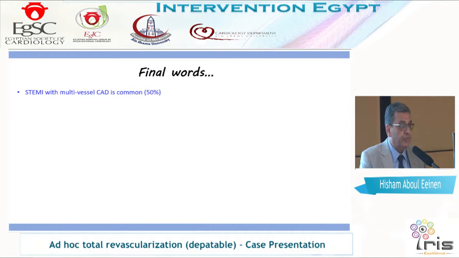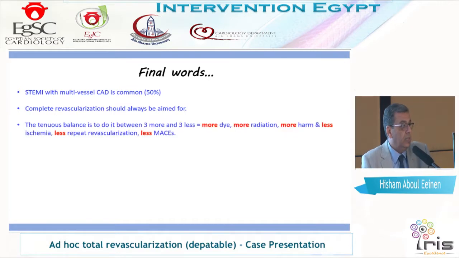So my final words to conclude: STEMI with multi-vessel coronary artery disease is common, about 50%. Complete revascularization should always be aimed for. The tenuous balance is between 3 mores and 3 lesses. The 3 mores are more dye, more radiation, and more harm, and the 3 lesses are less ischemia, less repeat revascularization, and fewer MACE.